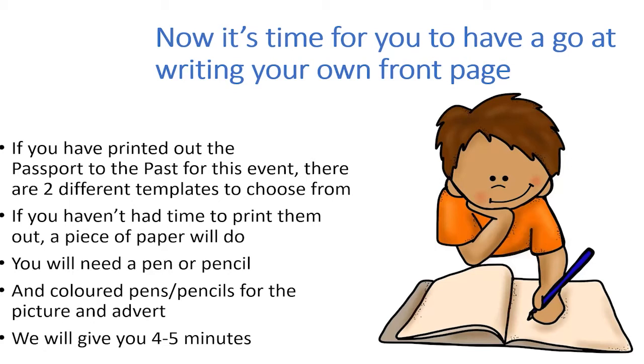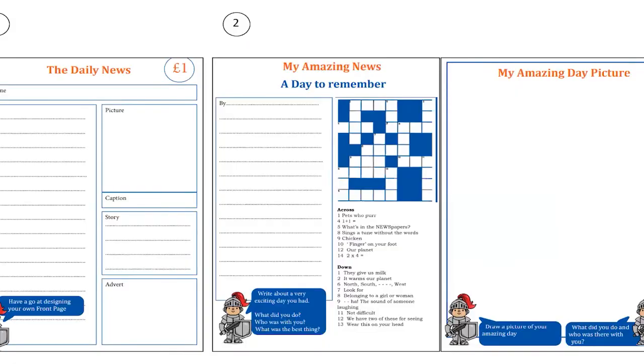And we're going to give you about four or five minutes. I'm not going to go anywhere, so if you want to check anything or have any questions, then obviously just give me a wave. So if we just go on to the next one, you can see the two templates are there. So the one on the left, the Daily News, is a straightforward newspaper article where you're putting in the headline, the story, the picture and the advert.